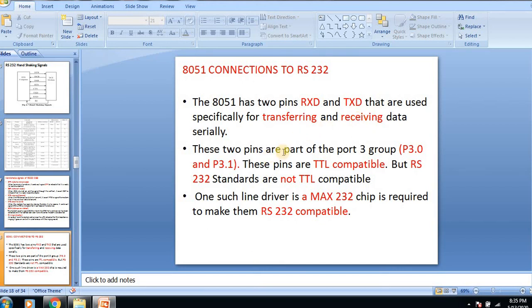These two pins are part of the port 3 group, that is P3.0 and P3.1. These pins are TTL compatible, but as I said earlier, the RS-232 standards are not TTL compatible. So in between the 8051 and the RS-232, we require a line driver, that is the MAX232 chip, to make them RS-232 compatible.